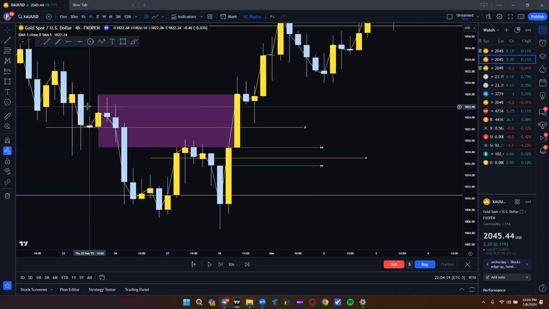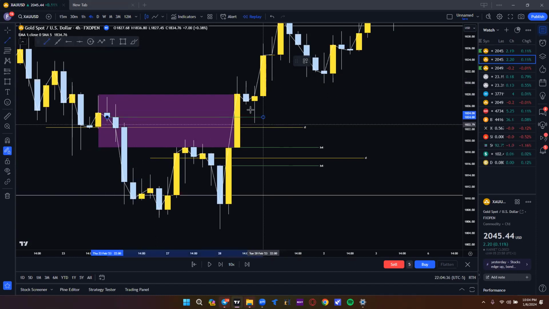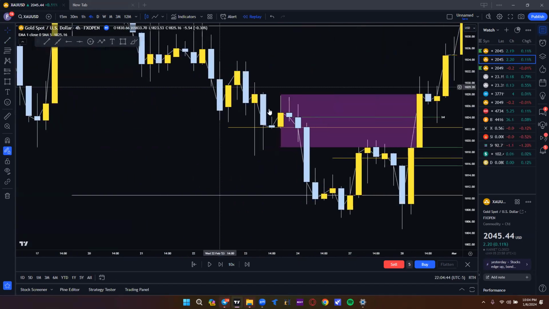On H4, we can identify a couple of levels that have some type of sensitivity for this closure, or that will. That's why we can mark out this level here on H4. Now we have to ask ourselves why this level.